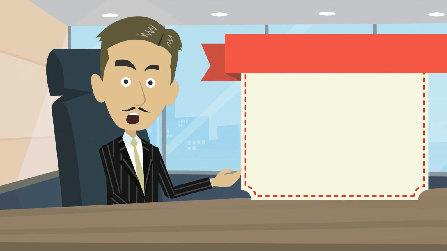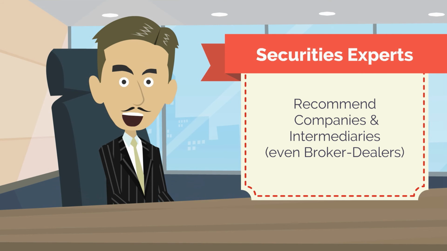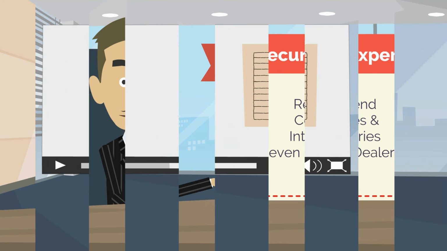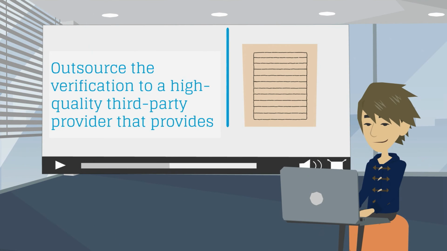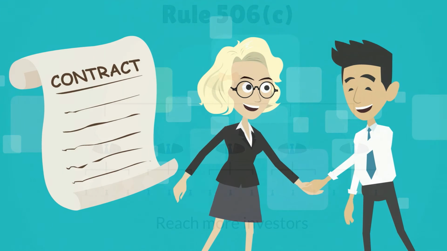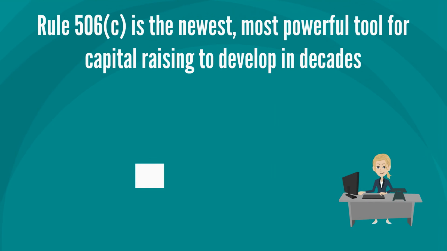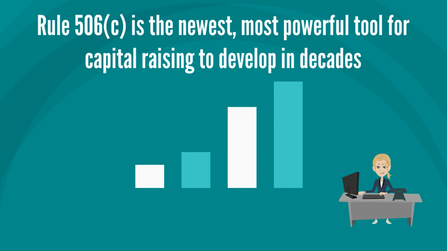For that reason, most securities experts strongly recommend that companies, and even intermediaries such as broker-dealers, outsource the verification to a high-quality third-party provider that provides attorney letters certifying accreditation. Rule 506(c) provides companies with a way to reach more investors, and investors the opportunity to access private deals previously difficult to find. It is the newest, most powerful tool for capital raising to develop in decades.